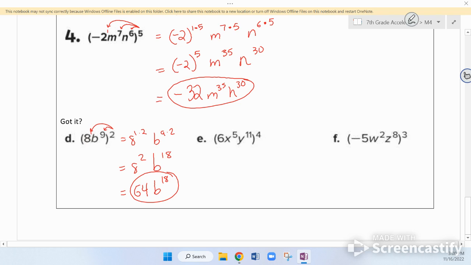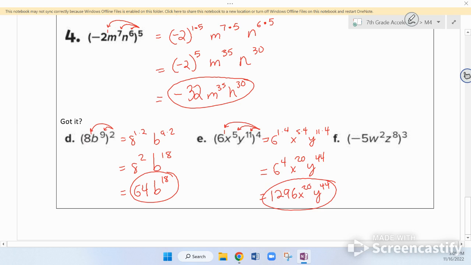Let's try this one. I'm going to need a calculator. That 6 doesn't have an exponent. So take the 4 there, take the 4 there, take the 4 there. I get 6 to the 1 times 4, x to the 5 times 4, and y to the 11 times 4. That gives me 6 to the 4th, x to the 20th, y to the 44th. And I just need to get 6 to the 4th really quickly. Whoa, 1,296, x to the 20th, y to the 44th. Boom.